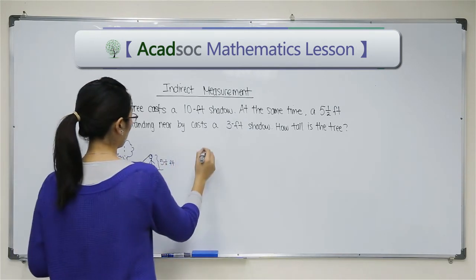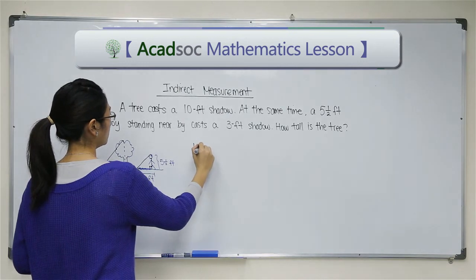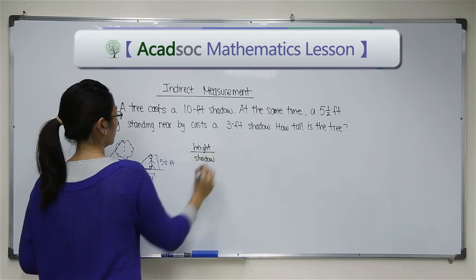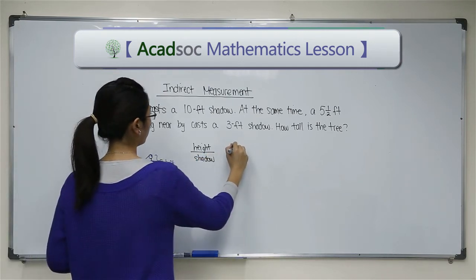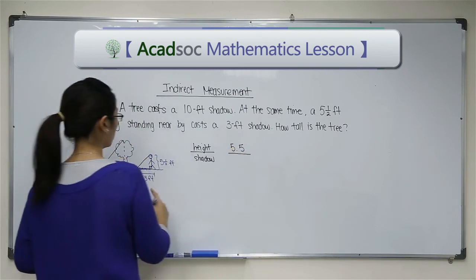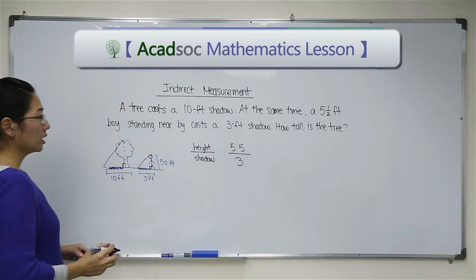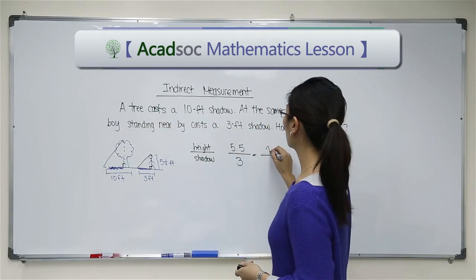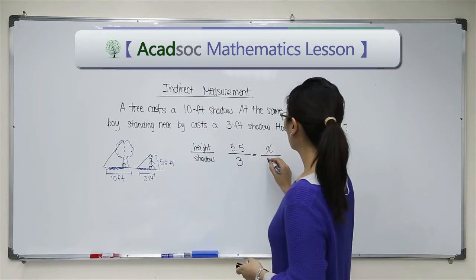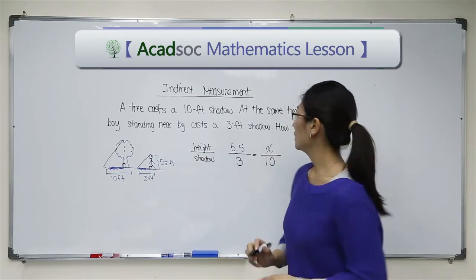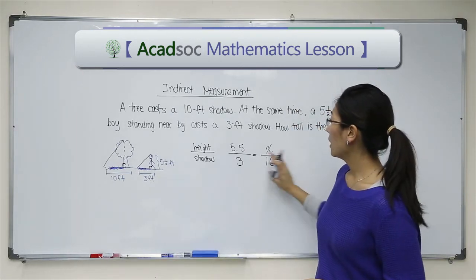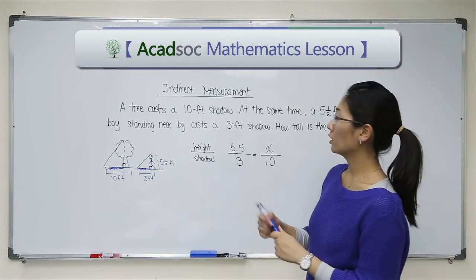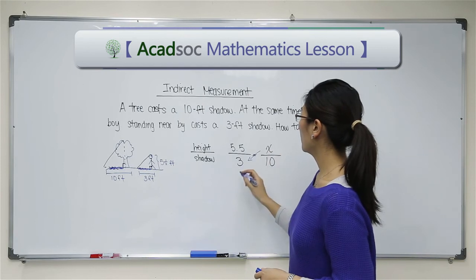So right now, let's set up the proportion. So we can have the height compared to the shadow. So let's look at the person first. The person is 5.5 feet tall, and the shadow is 3 feet. And for the tree, we don't know the height. What is the height of the tree? So we use x. The length of the shadow is 10 feet. So here we set up the proportion, and by solving this proportion using cross product, we can figure out how tall the tree is. So let's cross multiply.